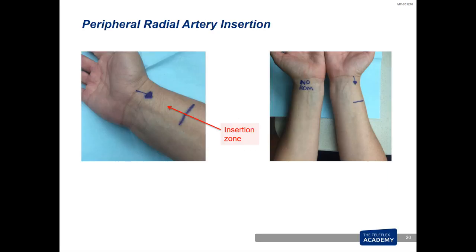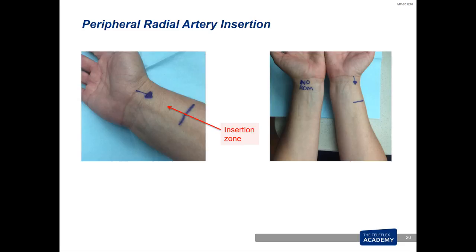So peripheral radial artery insertion. There's one picture here that has the red arrow for the insertion zone. So as I stated before, where the patient's watch would reside if they were wearing a watch is really the insertion zone for arterial catheter insertion in the radial zone. If you go above, more towards the base of the thumb, where normally you'd see arterial catheters inserted, the range of motion impacts the performance of the catheter.